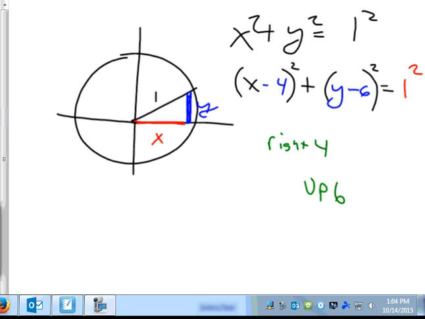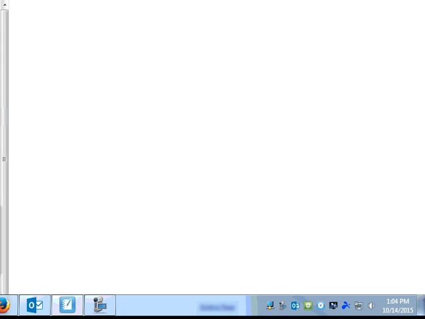If I had said the radius had changed to 4, I'd just put a 4 right there, and it'd be 4 squared. Okay, so along those lines, let's say I knew the center of a circle is at (2, -4), and I know its radius is 5. Would you write me the equation for that one?